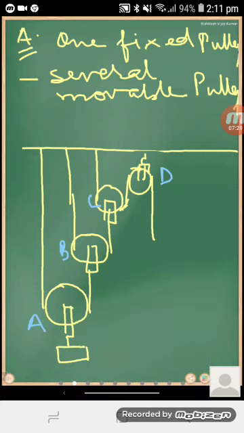Now if we try to apply the load, this is the load which is being attached to the movable pulley. Let it be L. Now here the load is attached. We will apply the effort at this arm.